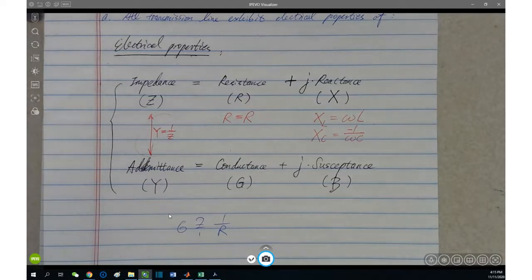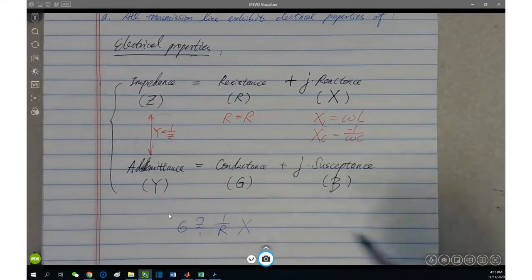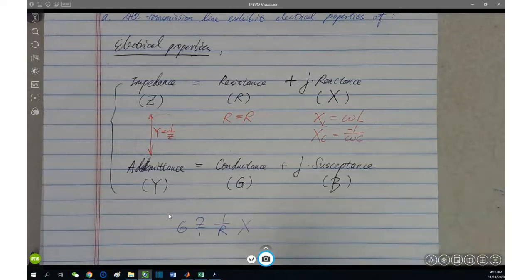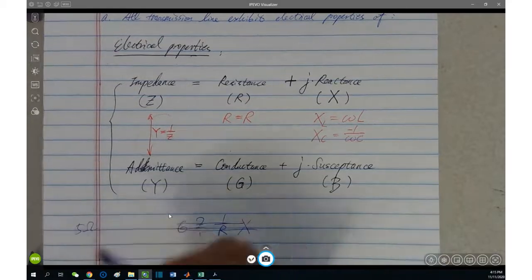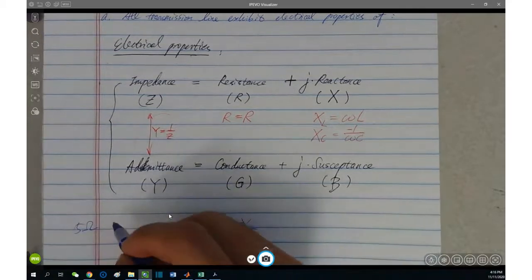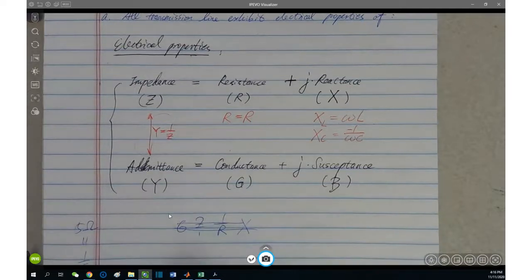Well, actually, this is not right, except when you only have resistance. There's no reactance. Does it make sense? The mathematics is very simple. If you only have 5 ohm, you don't have an imaginary part, then yes, 1 over 5 is the conductance.